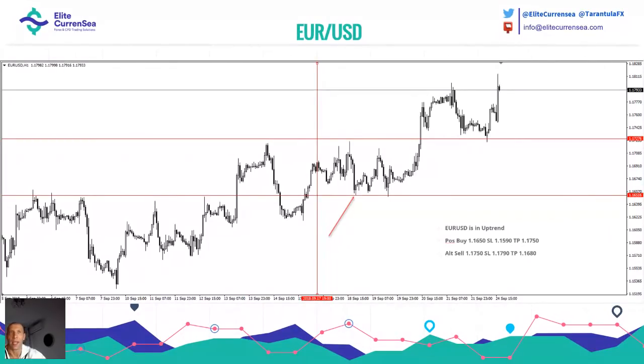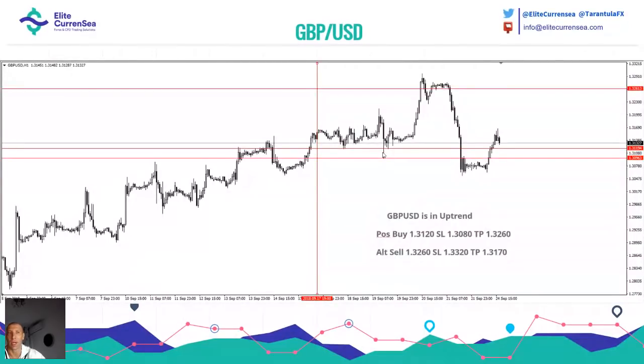Okay, next one, pound dollar, guys. You see, pound dollar, we had a potential trade at 31.20. Actually, the trade happened. It went into a slight drawdown, and then bang, it shot to the upside. So yeah, GBP dollar was bullish, and we had a nice rejection from 31.20, and the price went upside. I hope that you took this trade, of course, and that you enjoyed it.